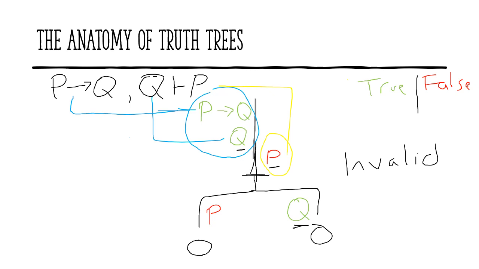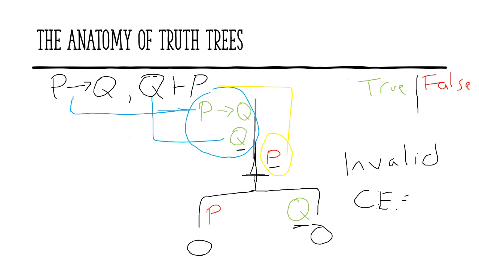Because both of these are open. They don't close off, we don't put X's below them. Now when we have an invalid sequence, we want to give a counterexample, to say, hey, the sequence is invalid because the values of the propositions are these.